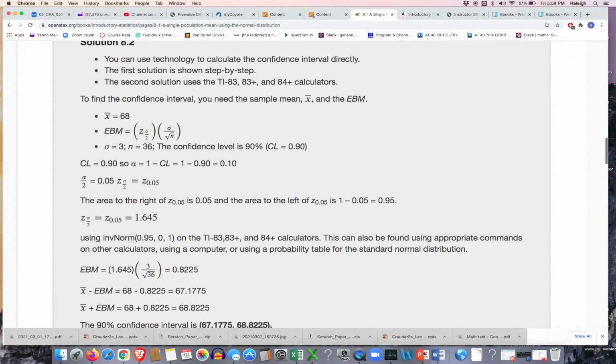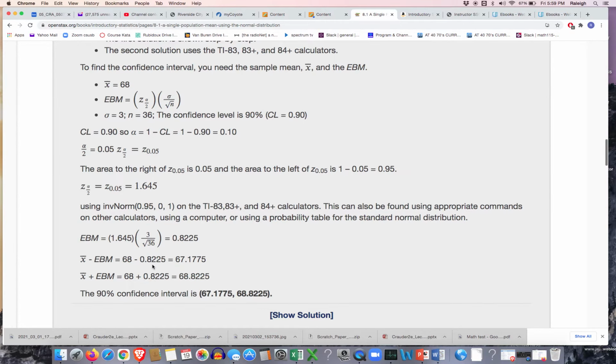And then the other numbers are quite routine. 3 over square root of 36. That's going to be 3 over 6, which of course is 1/2. Half of the 1.645, and that's going to be 0.8225 added and subtracted, yielding our confidence interval for the standard deviation and the n. And it's a pretty tight one. Usually when you take samples of any size at all, it tends to narrow down the interval even more dramatically than just a 90% confidence level would.